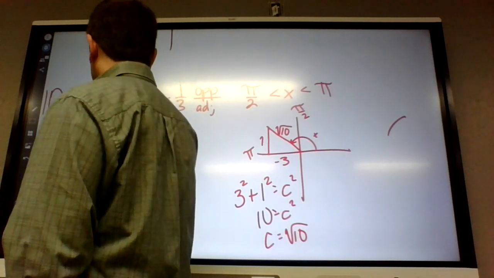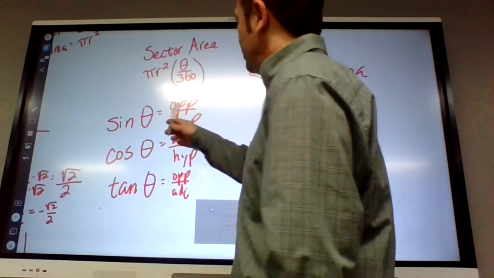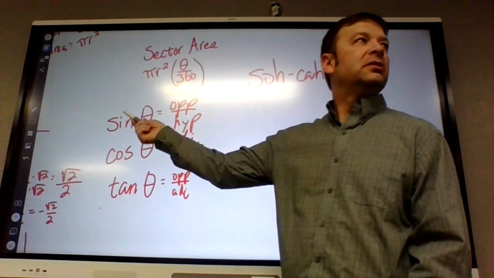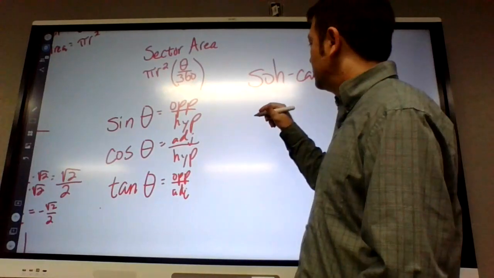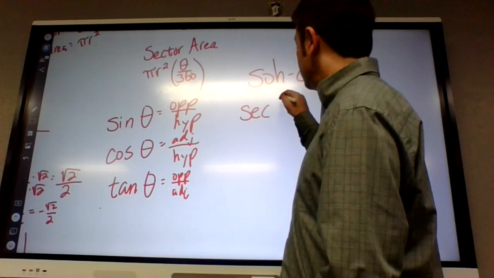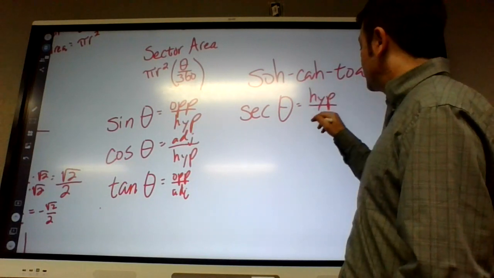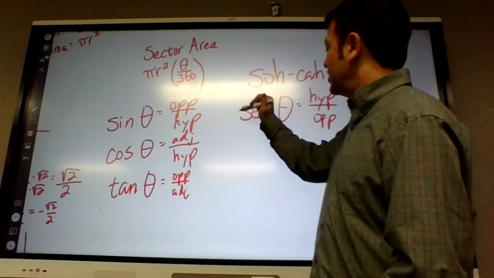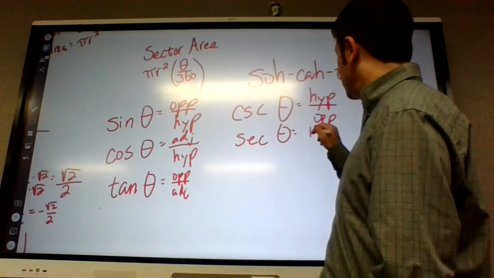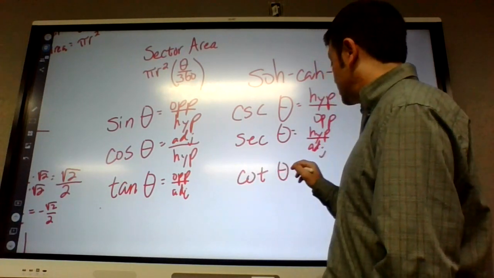So sine of x, cosine of x. Maybe I should go up here and, okay, what's the inverse function for sine? Or reciprocal, I meant, I said the wrong thing. Secant, yes. So secant is like sine flipped upside down, so it's like hypotenuse over opposite. Oh yeah, sorry. Cosecant. Secant is this upside down, and then cotangent is that upside down.